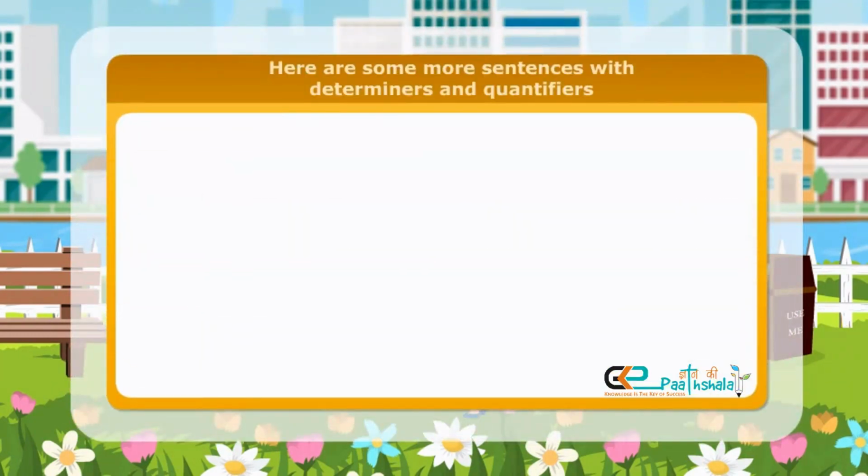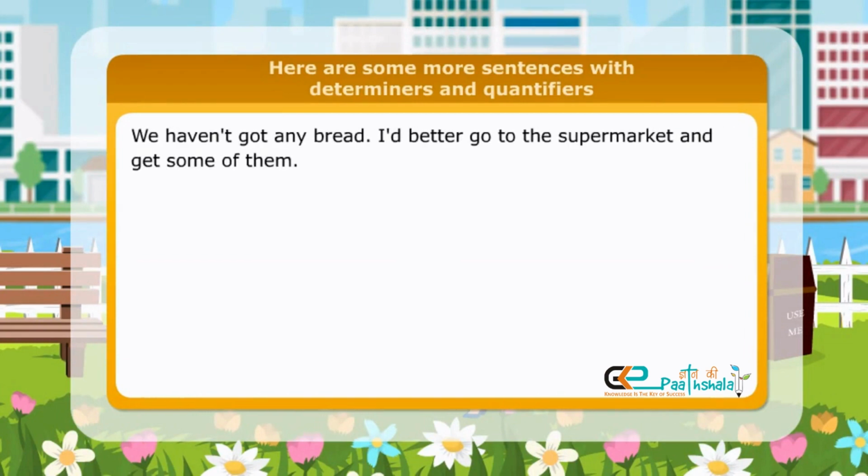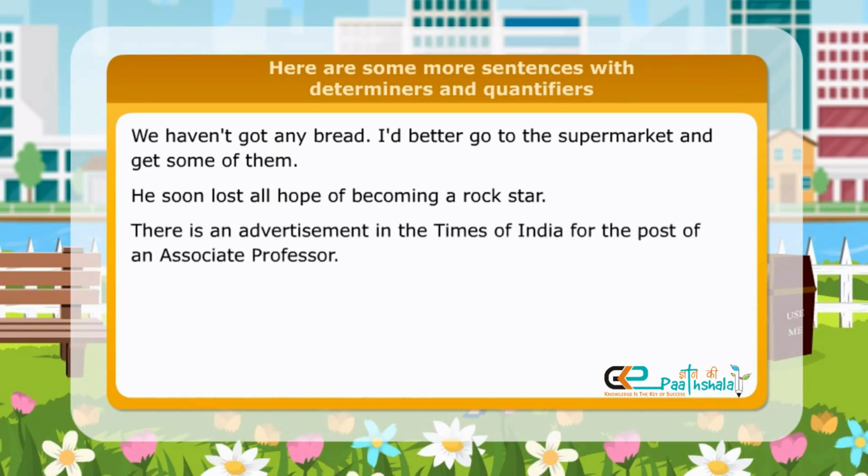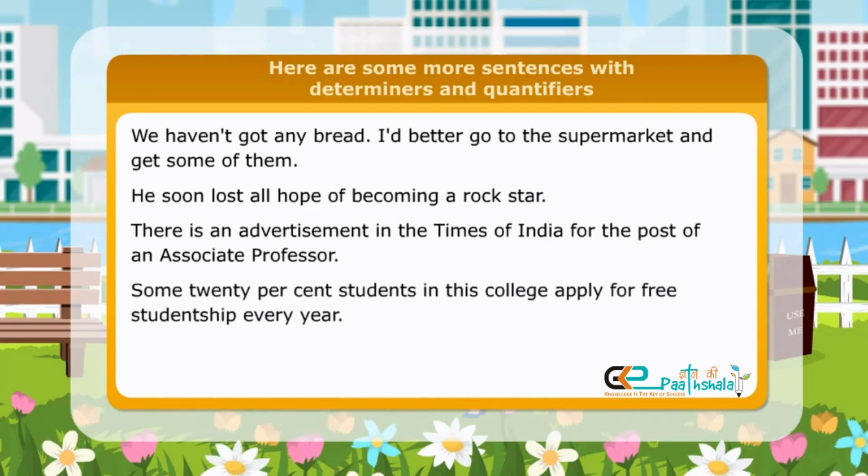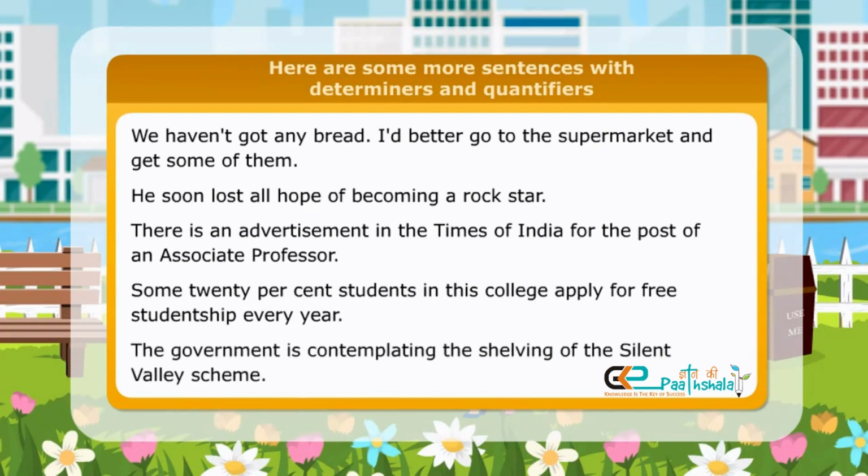Here are some more sentences with determiners and quantifiers. We haven't got any bread. I'd better go to the supermarket and get some of them. He soon lost all hope of becoming a rock star. There is an advertisement in the Times of India for the post of an associate professor. Some 20% students in the college apply for free studentship every year. The government is contemplating the shelving of the Silent Valley scheme.